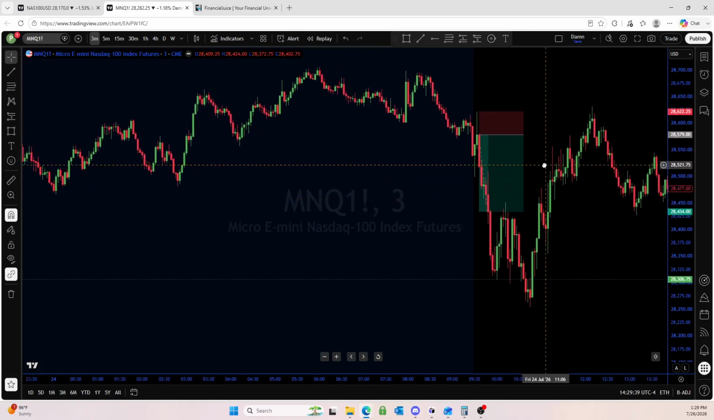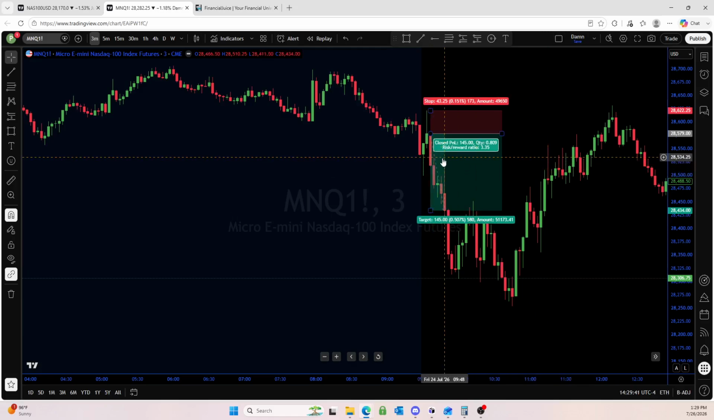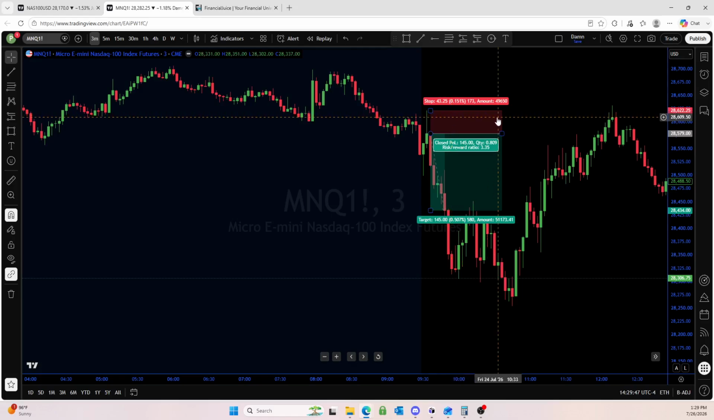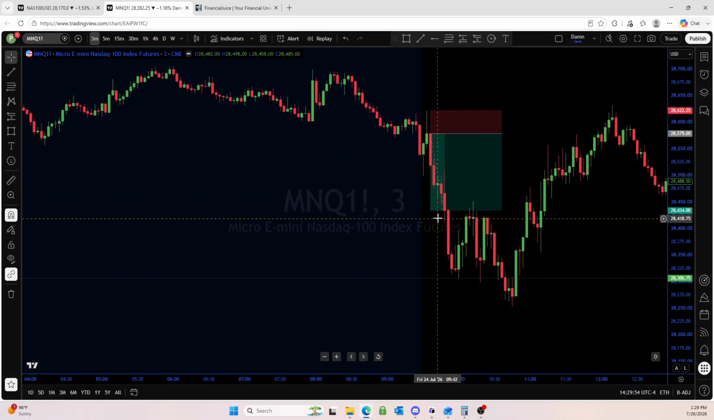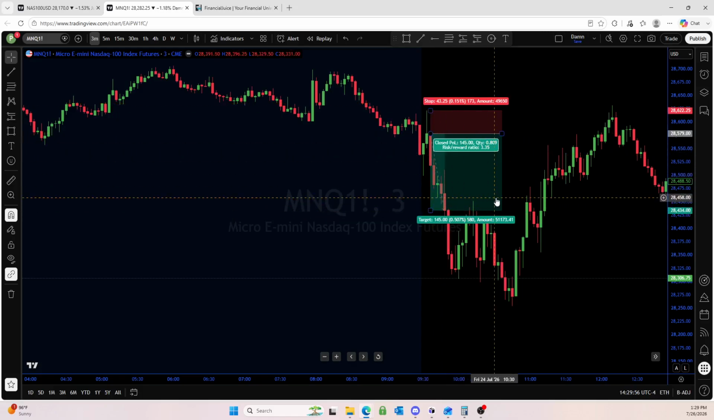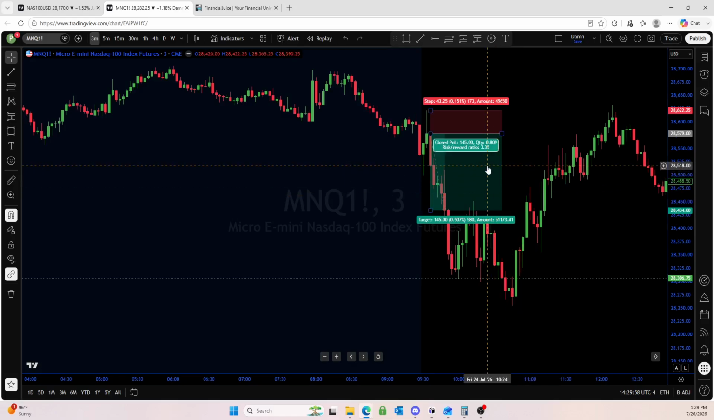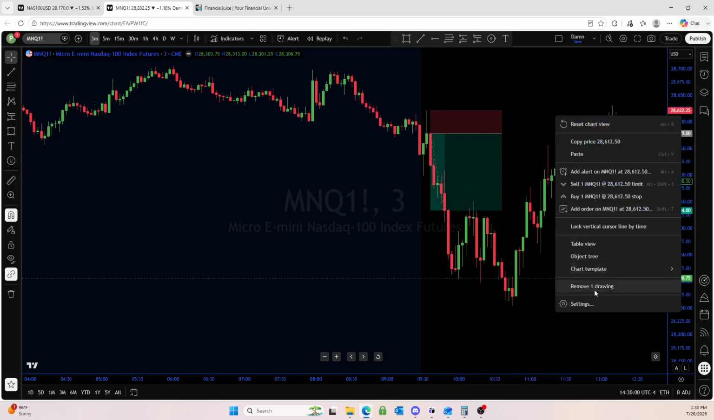So you can measure out exactly how many points it would have been. That would have been a 145-point move, and you were only risking 43.25 points. So it was a 3.35 risk to reward. So you were risking 43 points to make 145, and that is a 1 to 3 risk to reward. So you can delete it.